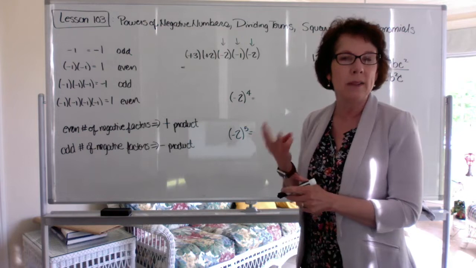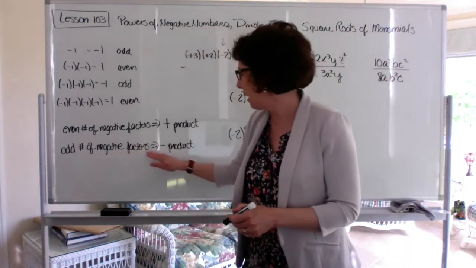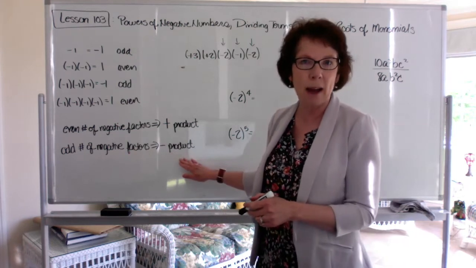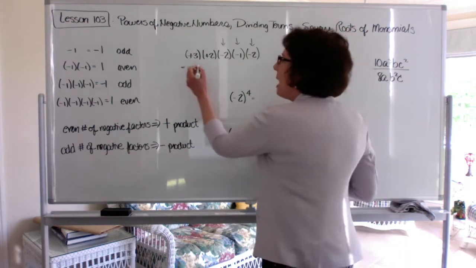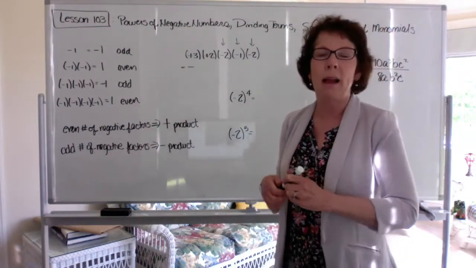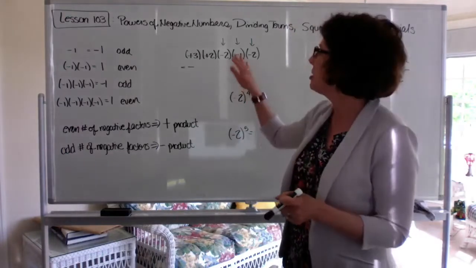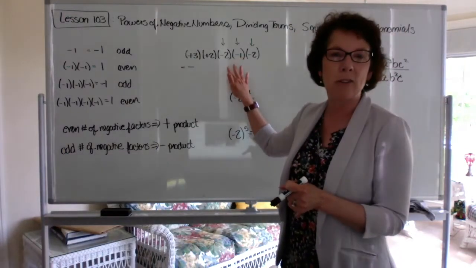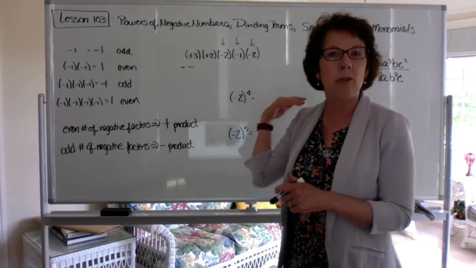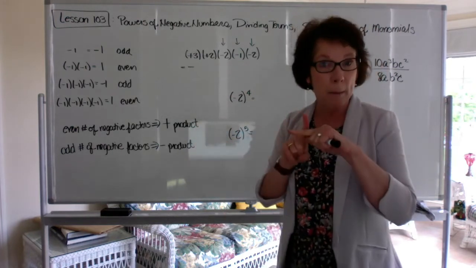Well, 3 is an odd number. So if we have an odd number of negative factors, we're going to have a negative product. And so right away, this product is negative. I don't even have to worry about multiplying positives times negatives and negatives times negatives anymore. I can just count the number of negative factors I have, and if it's an odd number, the product will be negative. Now if it's an even number, it will be positive.